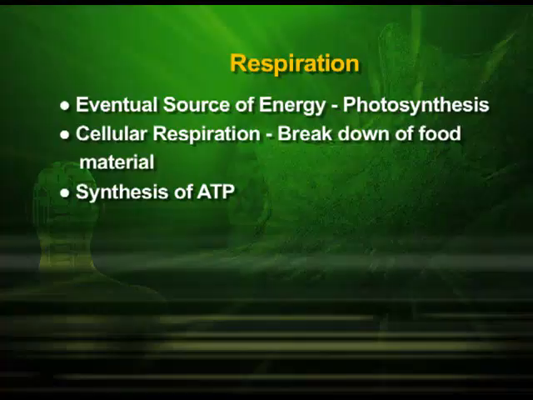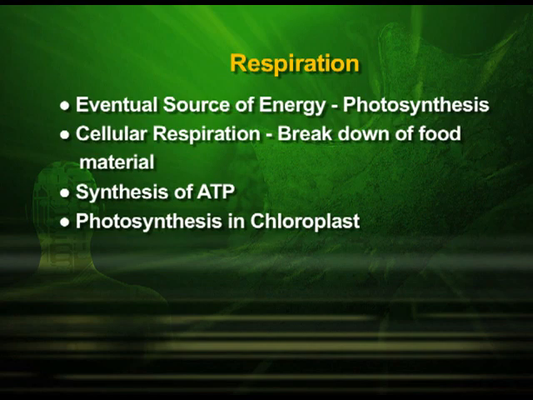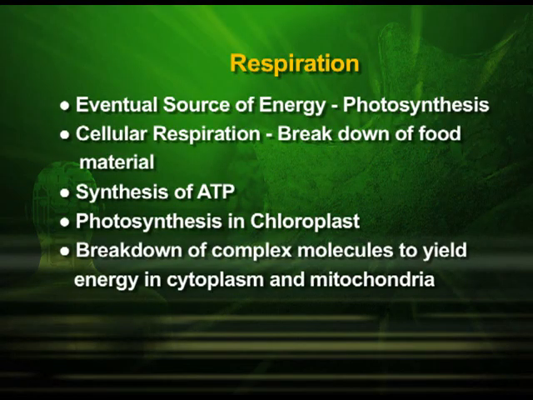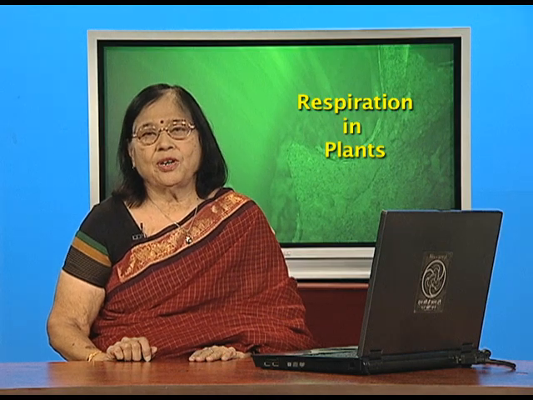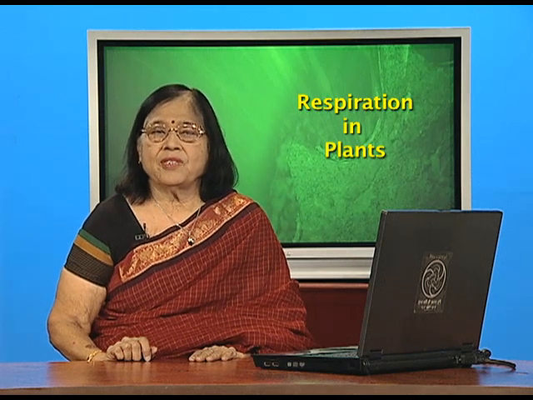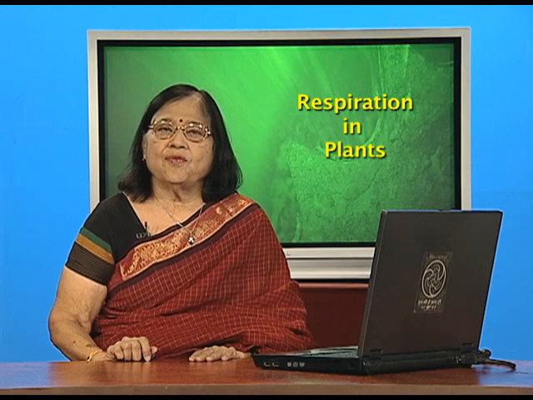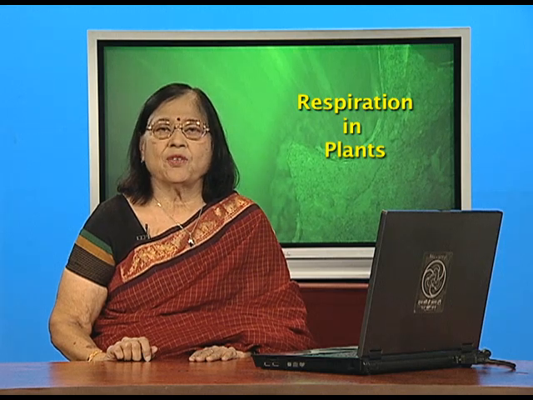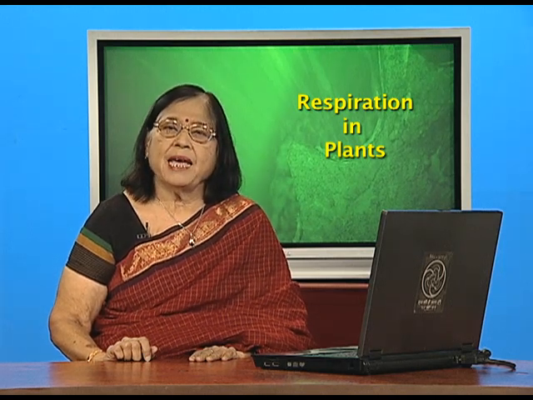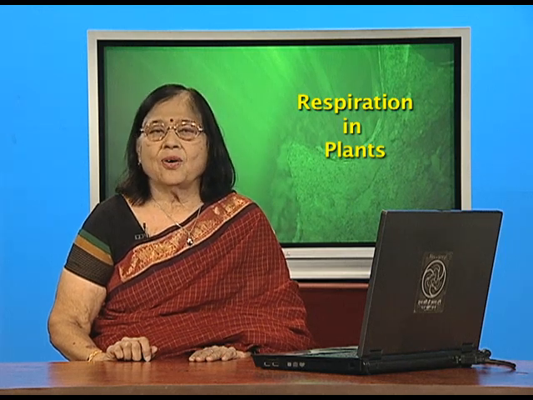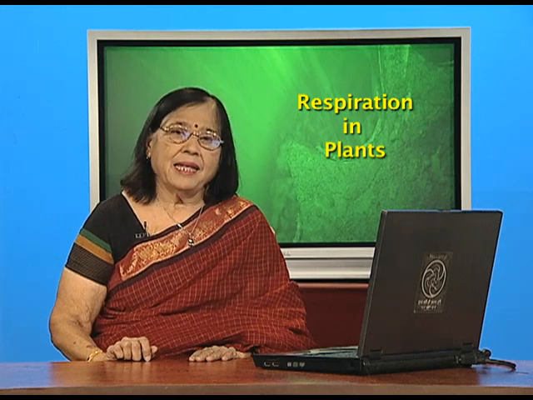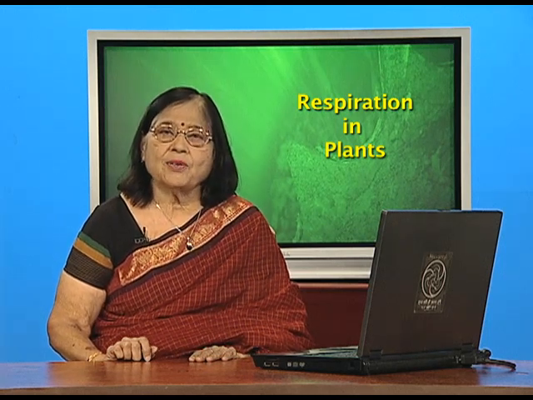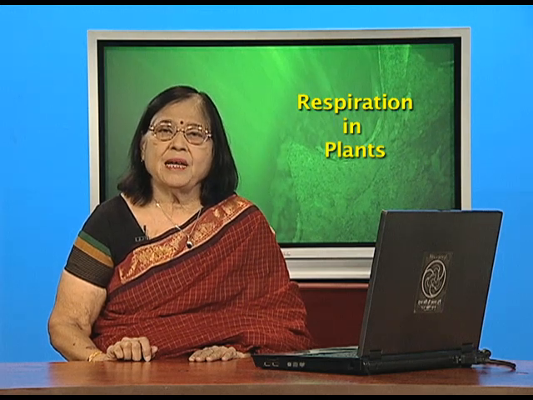Photosynthesis takes place in chloroplast, which we have already discussed, and breakdown of complex molecules takes place inside the cell cytoplasm to yield energy, which is happening in the cytoplasm and in the mitochondria. So, children, please try to understand that photosynthesis took place in chloroplast, the food was stored in the cell, and breaking down of macromolecule in the presence of oxygen took place in the cytoplasm, and that also in an organelle called mitochondria. And that is why mitochondria is called the powerhouse of the cell, because energy is finally produced at this point.